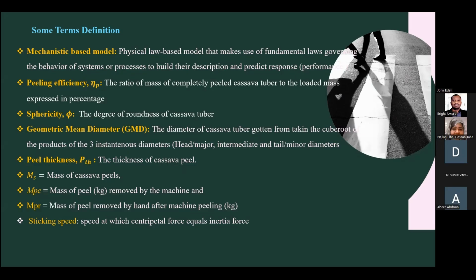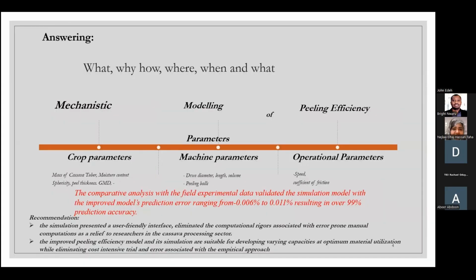And we have sphericity, which talks more about the degree of randomness of cassava tuber, how geometric mean diameter, thickness, mass of cassava peel, and these are intervening variables that we are going to meet as we go down. Of course, this particular research was intended to answer the questions of what, why, how, where, when, and what as a result, what were we able to get, which boils down to mechanistic modeling of peeling efficiency.